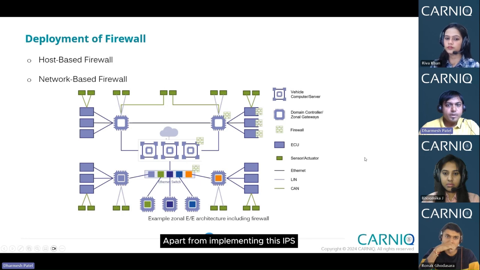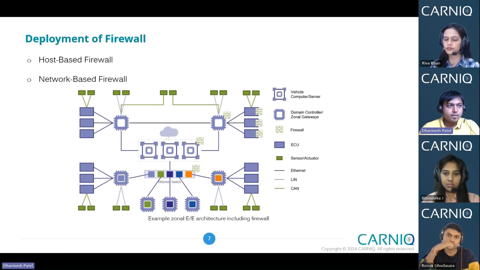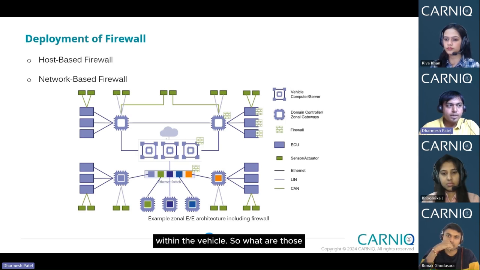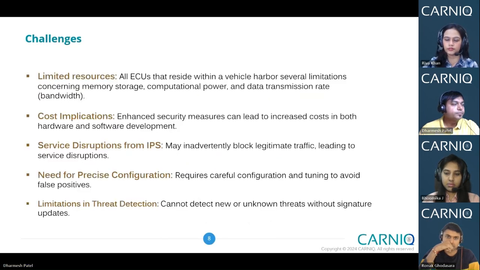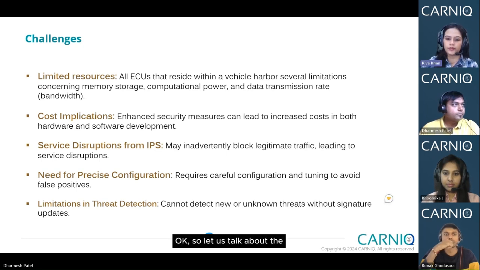Apart from implementing this IPS system, there will be some challenges, because it's not so popular within the vehicle. What those challenges are in implementing this IPS system will be explained by Riva. So over to you, Riva. Okay, so let us talk about the challenges.